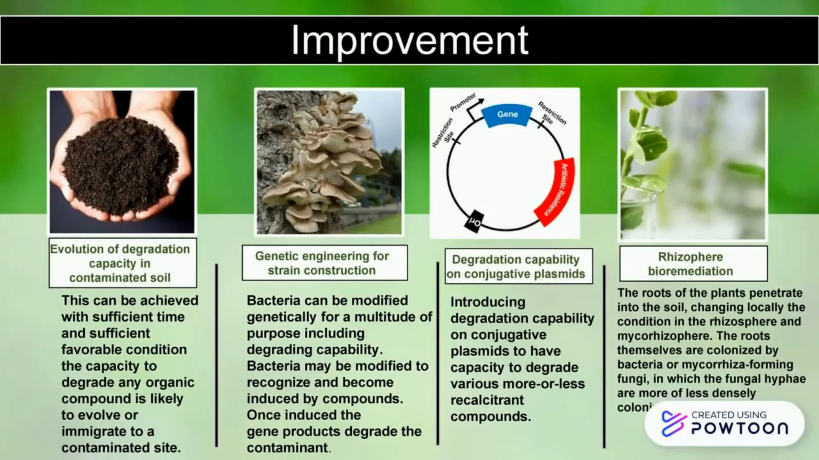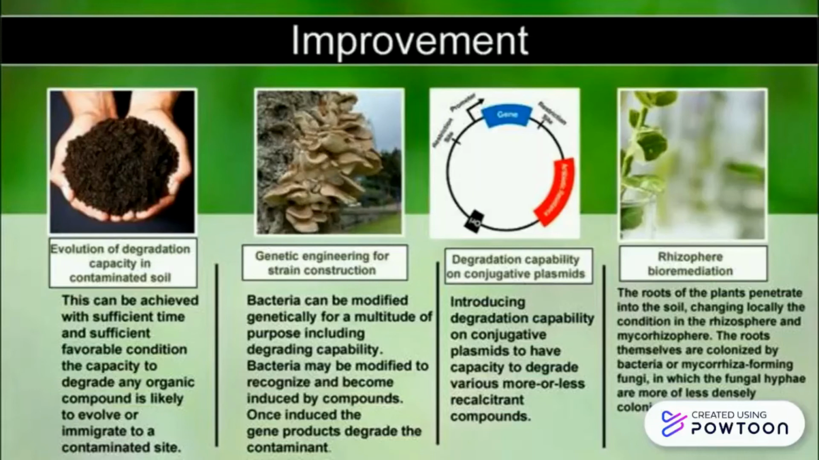Bacteria can be modified genetically for a multitude of purposes, including degrading capability. Bacteria may be modified to recognize and become induced by compounds. Once induced, the gene product degrades the contaminants. Thirdly, a degradation capability on conjugative plasmids. Introducing degradation capability on conjugative plasmids to have capacity to degrade various small unnecessary constituent compounds.